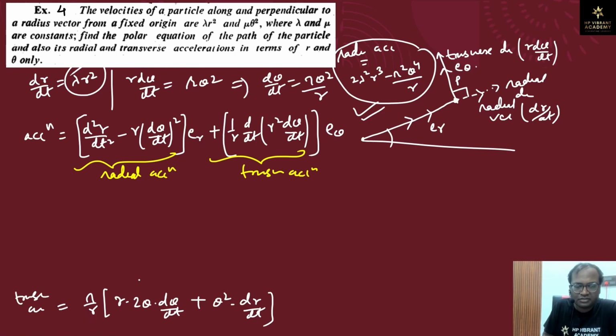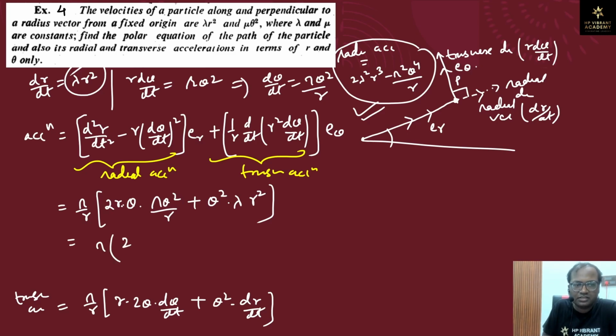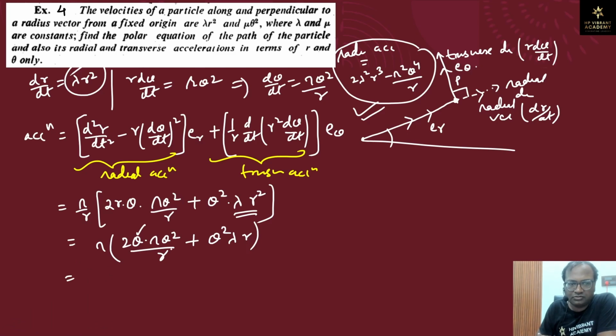Okay, so dθ/dt. So this is equal to μ/r into 2rθ into dθ/dt, which is μθ²/r, plus θ² into dr/dt. dr/dt is λr². This is equal to μ into 2r gets cancelled, 2θ into μθ²/r plus θ²λr. We have this as 2μ²θ³/r plus θ²λμr. This is transverse acceleration.